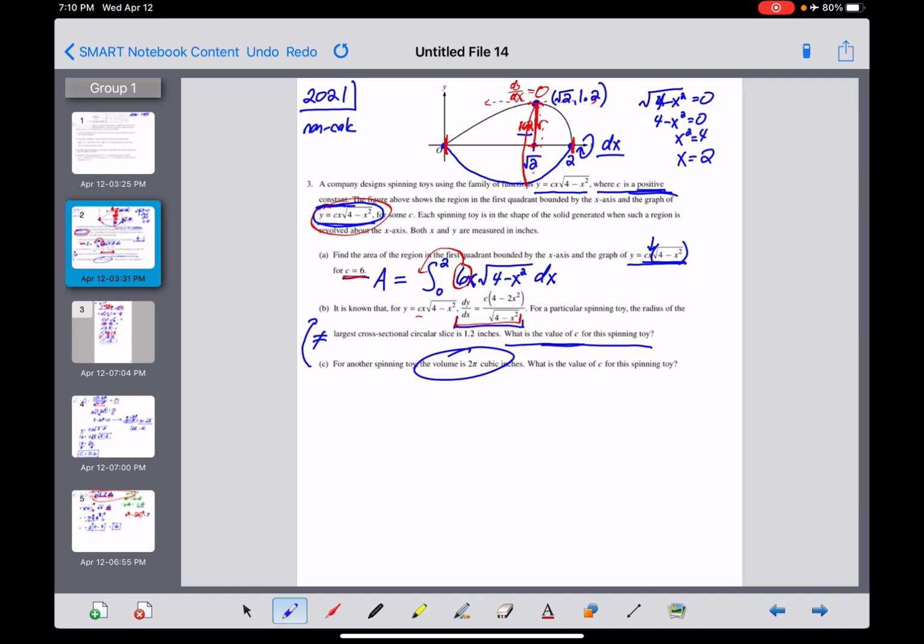So that was a pretty tricky problem, I think. Each of those three parts, I think, was an interesting spin, that's a pun, on kind of the typical area and volume problems that we had. So they didn't actually ask you to find a volume. They gave you a volume and asked you to solve for C, and kind of a similar thing going on in some other ones. So tough problem there, number 3. Hopefully that makes some sense now that we've gone through it.